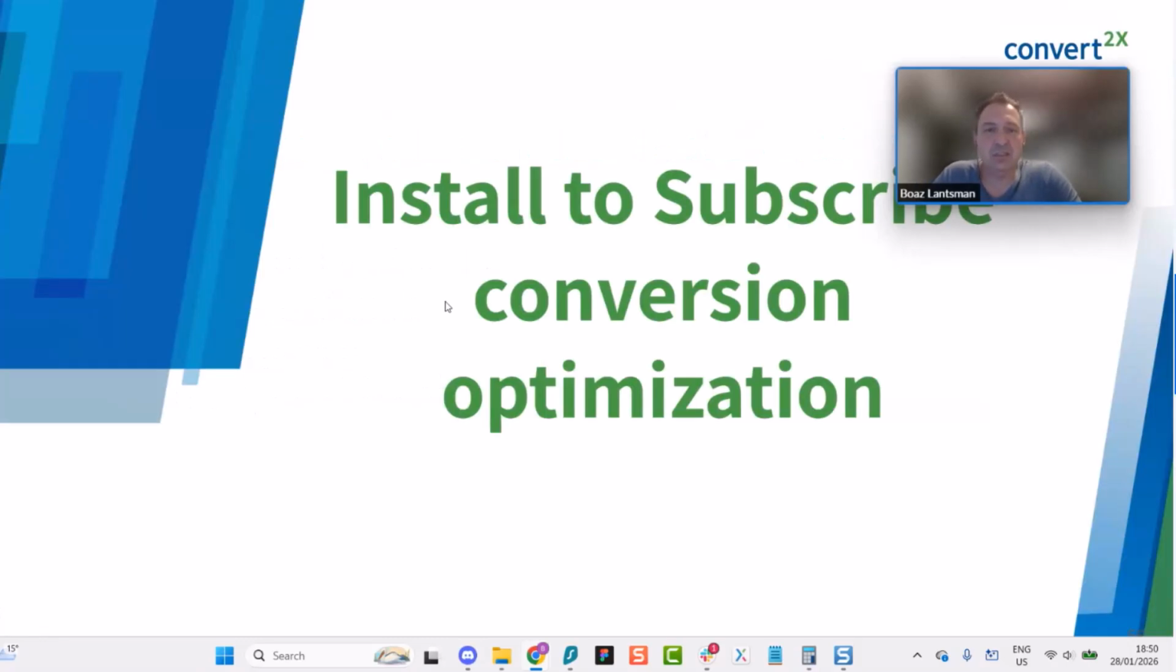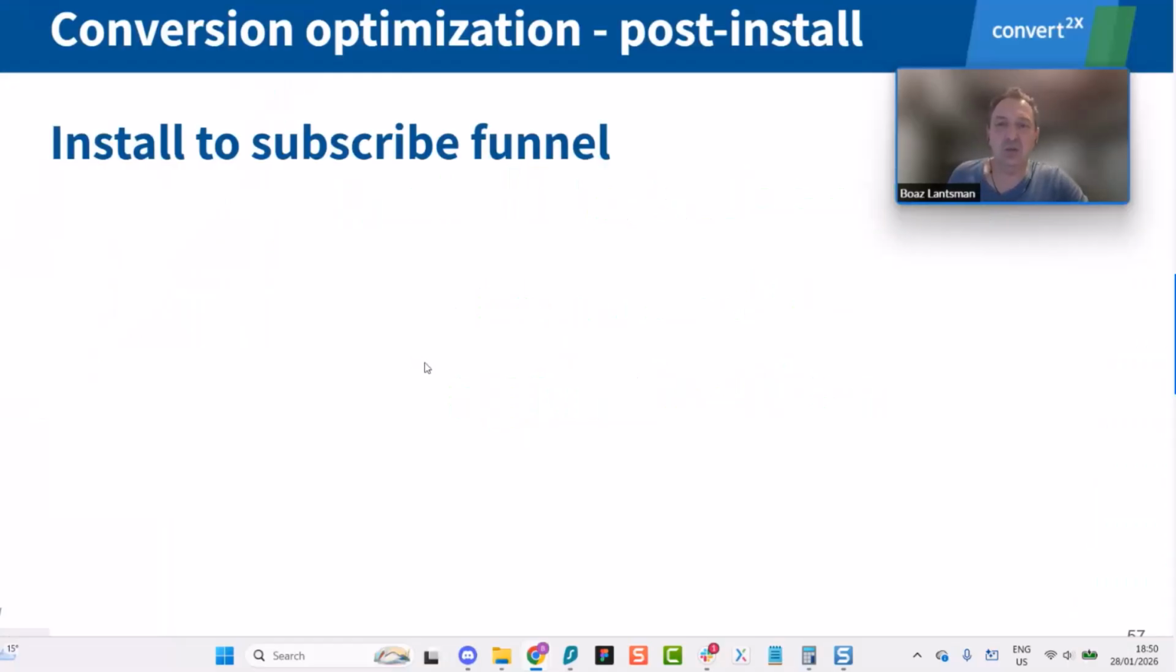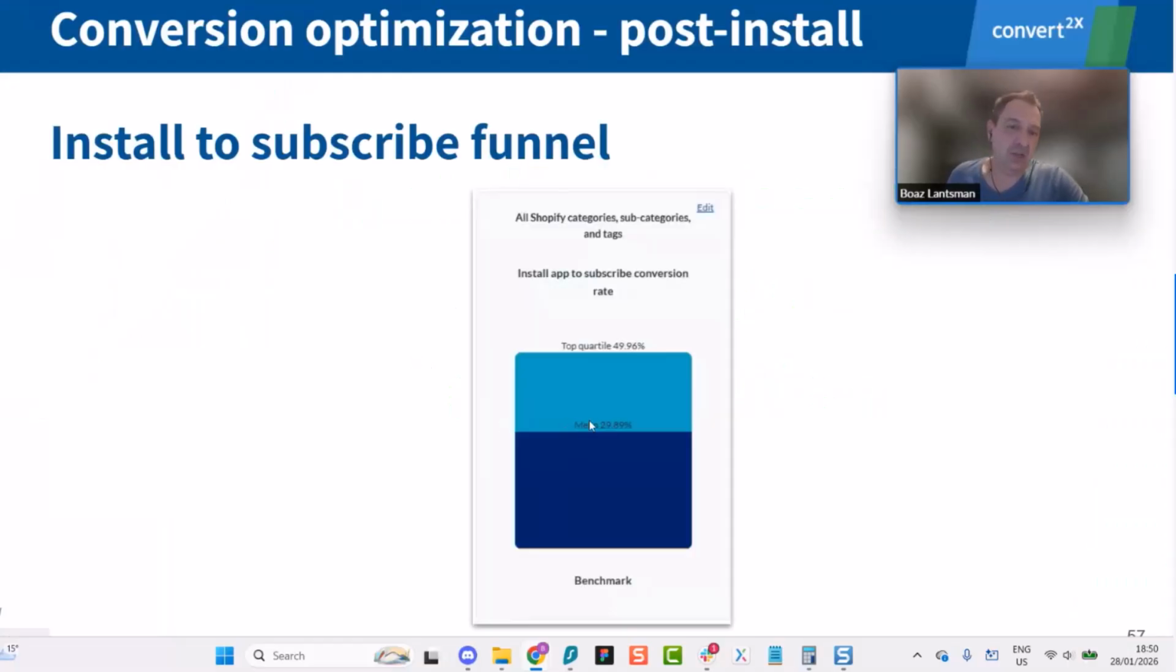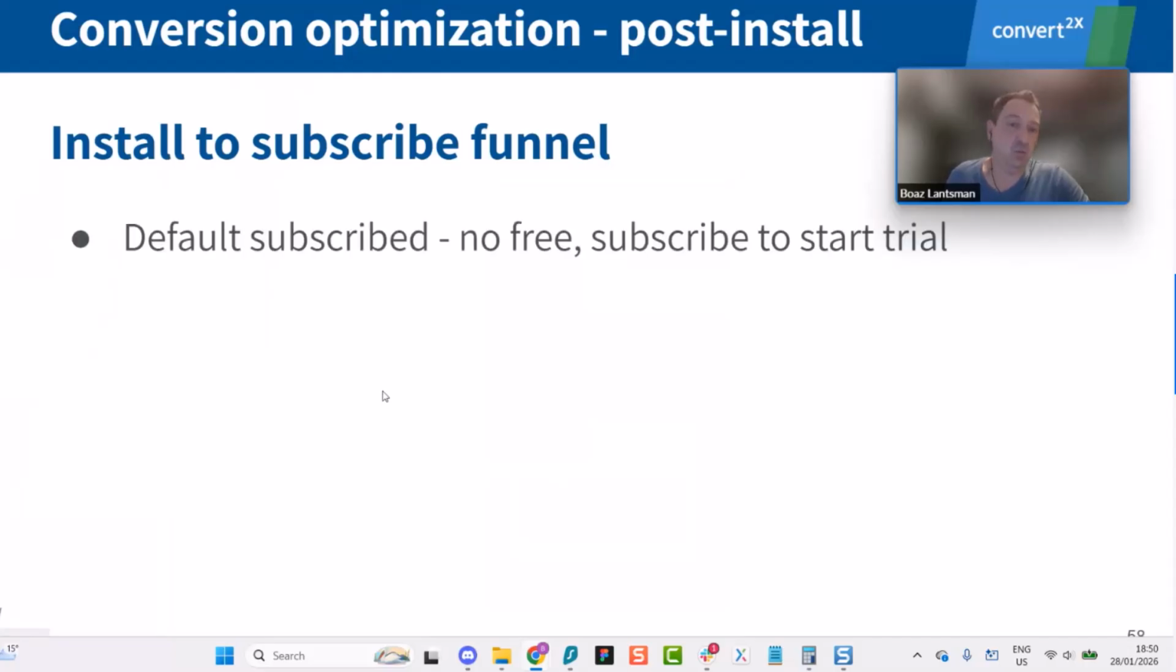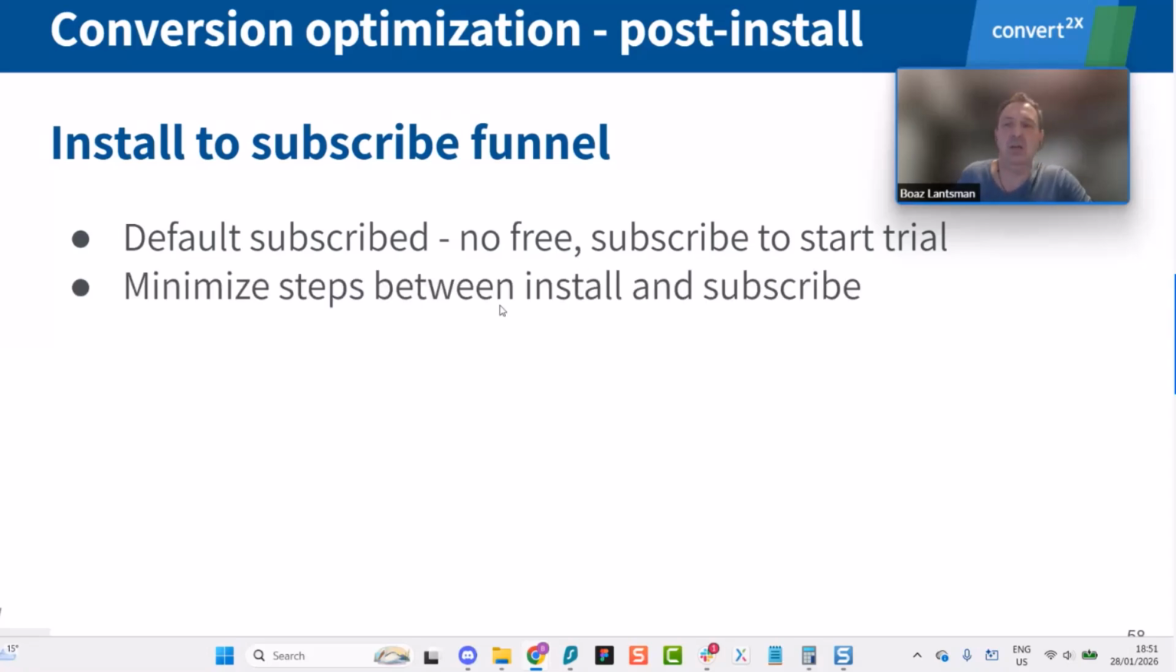The next one is install to subscribe. So this is the steps between app install and subscribing. We already said that we want default subscribe, but what are the steps to put in between these 2 points? So in terms of conversion rate, we already discussed, we won't discuss again. So we want default subscribe, which means no free, which means we want the merchant to subscribe in order to start a trial. And what we want is to minimize the steps.